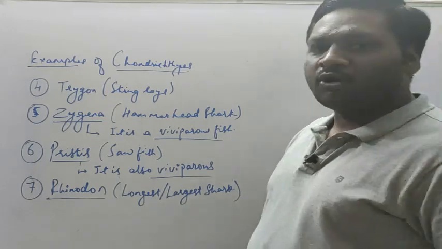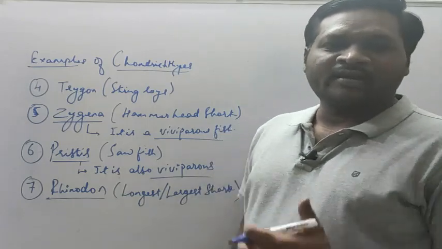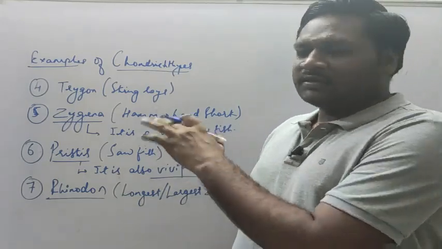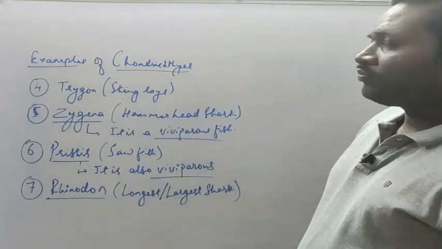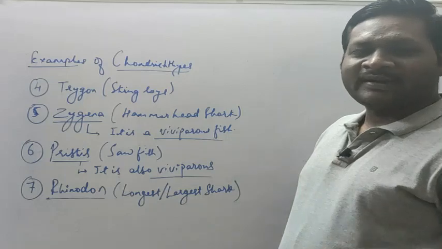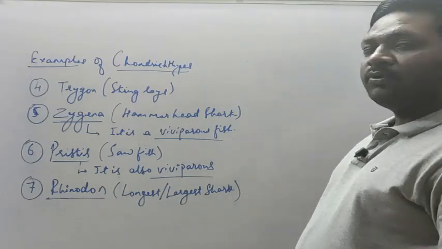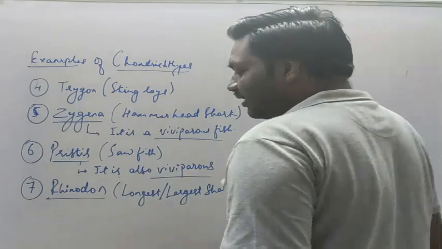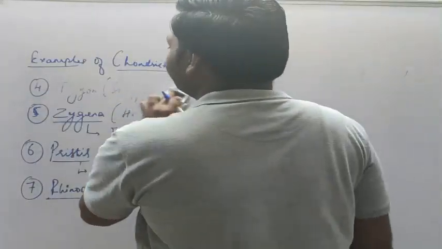Okay. I hope you have got all the information about it. What you have to do is note down the points and revise them properly with reference to these examples. Okay. So, let's move to the another class of superclass Pisces, that is the Osteichthyes, or the bony fishes. And we'll see the general characteristics of this Osteichthyes. Okay. So, let's start with it.